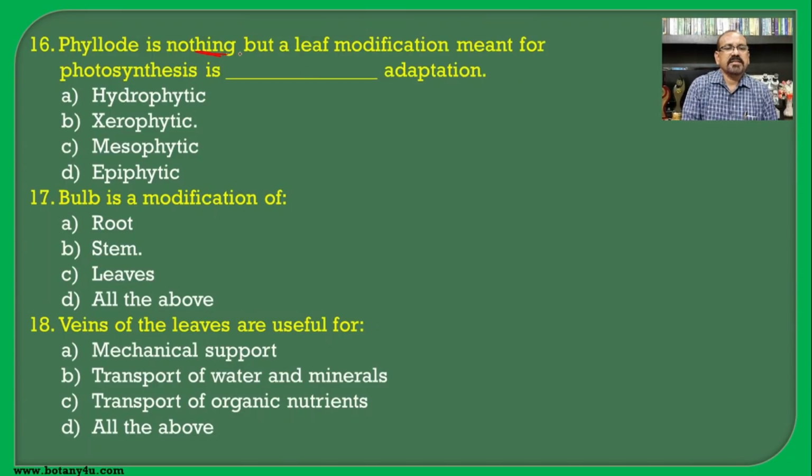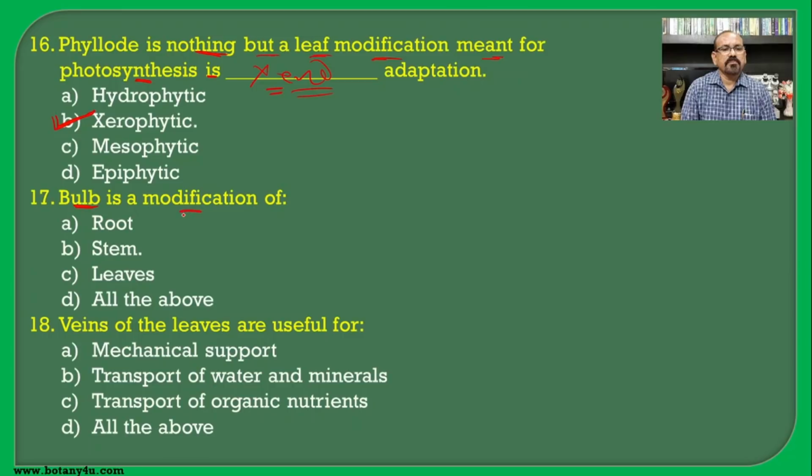Phyllode is nothing but a leaf modification meant for photosynthesis, and it is a xerophytic adaptation because here the leaves are reduced and the petiole is modified. Such a type of condition is present in xerophytes to reduce the rate of transpiration, and hence B is the correct answer for this question.